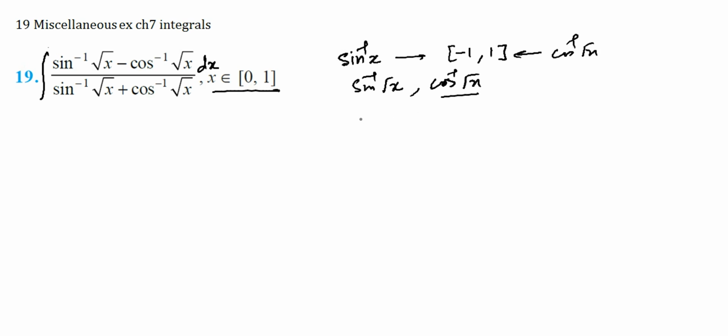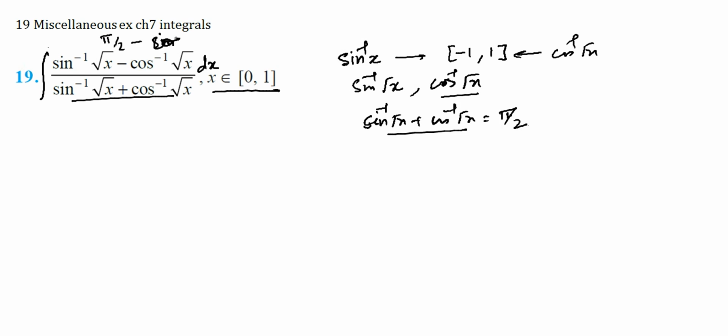Next thing which has to be noted is this, that sin inverse root x plus cos inverse root x is equal to pi by 2. So this formula is useful to us because the denominator gets reduced to a constant value, and secondly, instead of sin inverse root x, I am going to write pi by 2 minus cos inverse of root x.